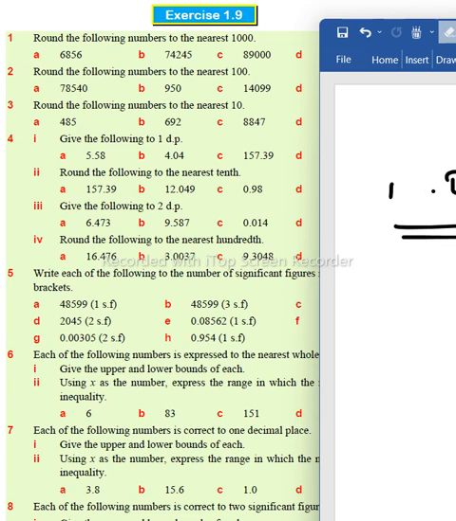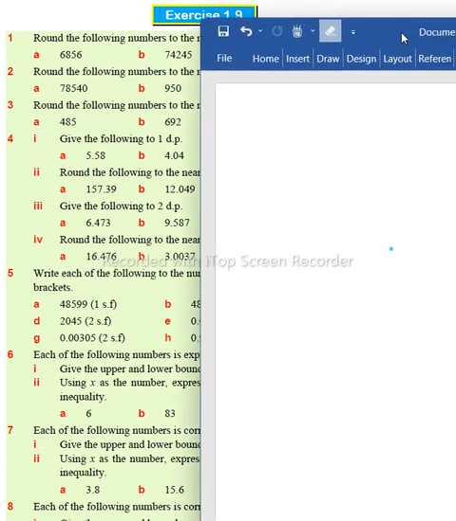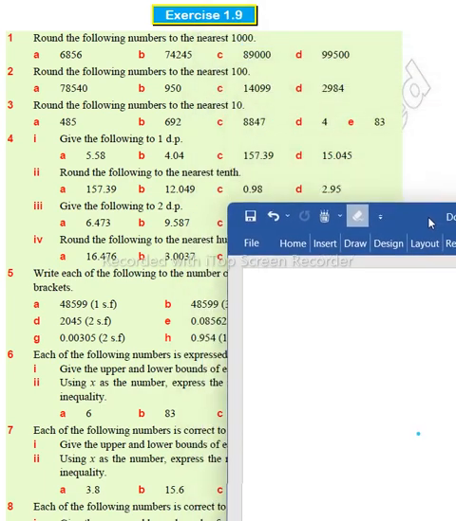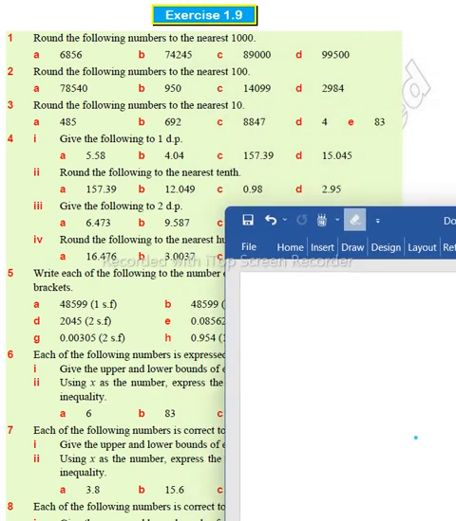Let us do for letter II, Roman number 2. Let us write first the question under this letter. Roman number 2: round the following to the nearest tens. Nearest to tens.